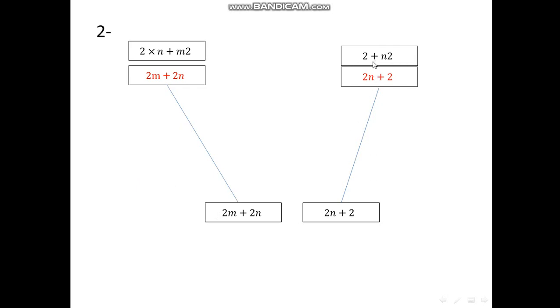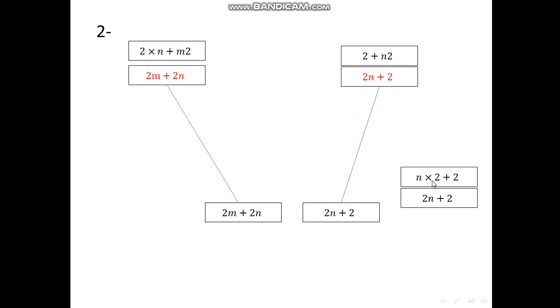The same thing. n2 has to be 2n, not n2. The term that is a combination of a letter and a number, the number comes first, then the letter. Then you look for something that looks like this, and when you find it, you draw a line. So what about this one?